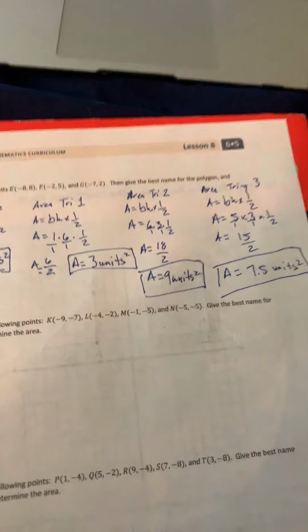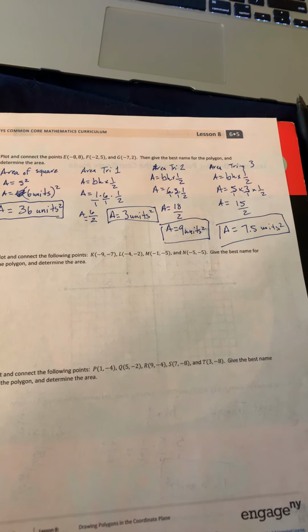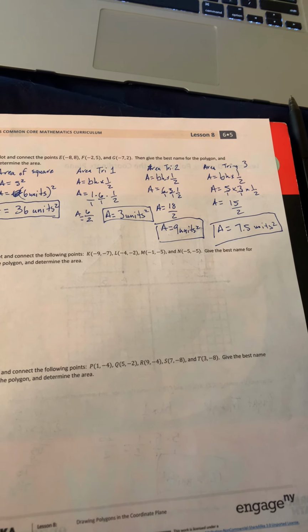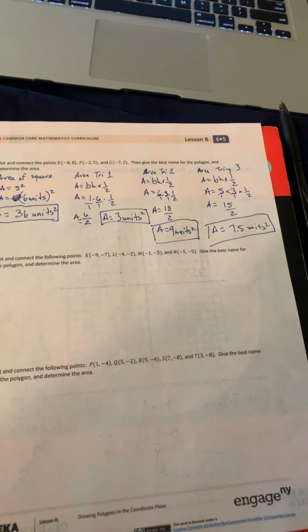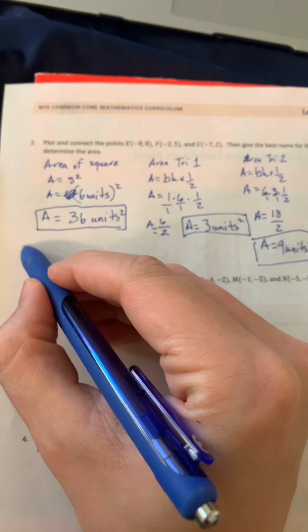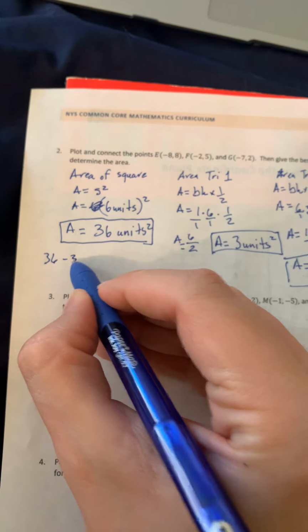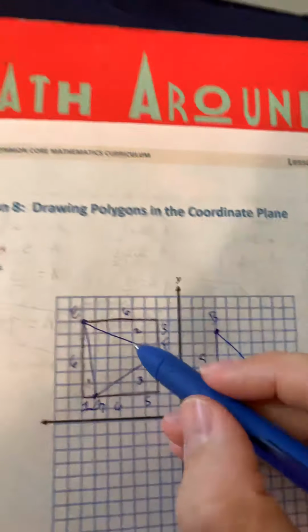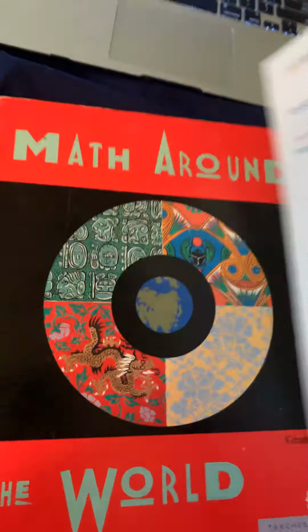All right. So now what we need to do is get the area of the square, and we're going to subtract from it all these areas: minus 3, minus 9, minus 7.5. And that's going to let us know the area of this triangle, the one we first drew.